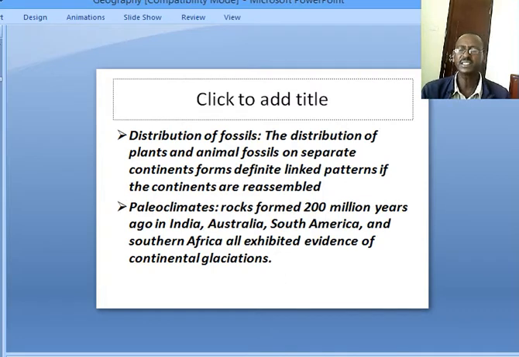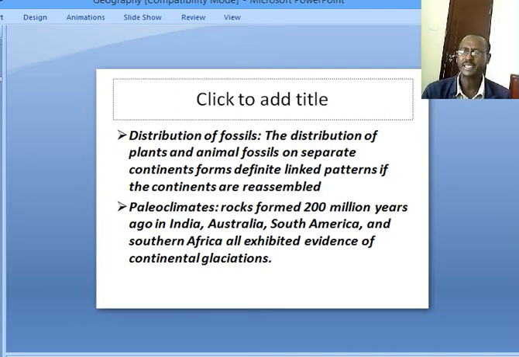The third evidence of Wegener is the distribution of fossils. The distribution of plant and animal fossils on separate continents forms definite linked patterns if the continents are reassembled. Meaning that if we go to these different continents and see the fossils, they have similarities in the plants that grew in these different continents.